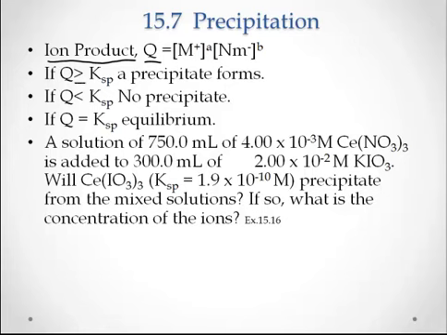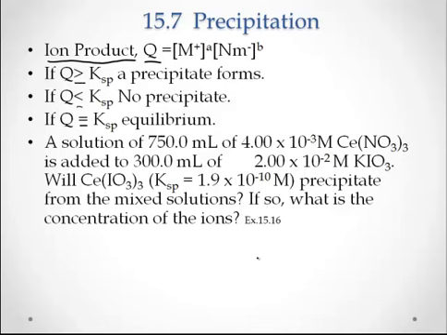If Q is greater than the Ksp, then we'll get a precipitate. If it's less than the Ksp, the concentration of the ions is not enough, and we'll get no precipitate. If those two numbers are equal, we have an equilibrium. So let's try a problem.